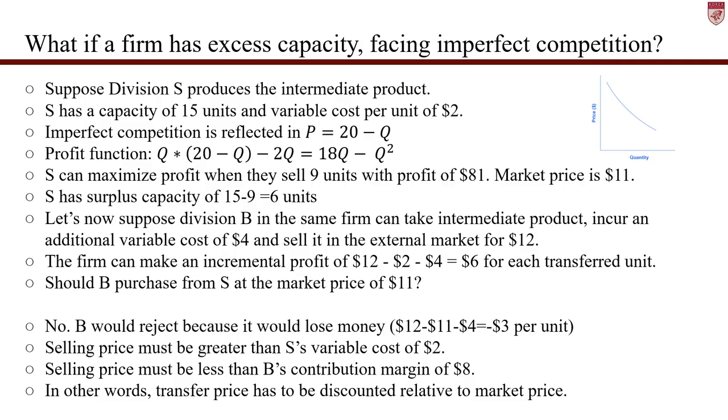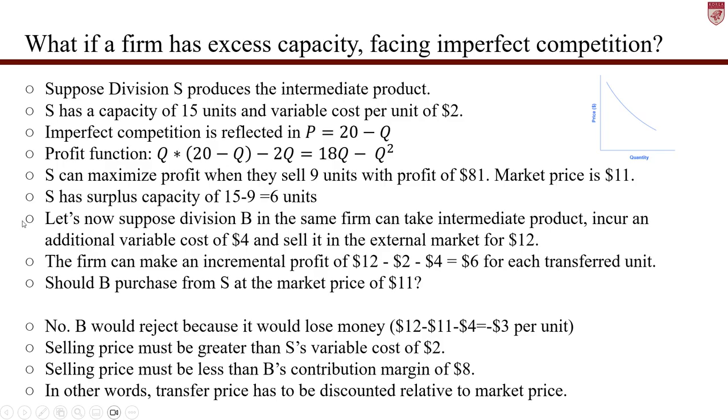What does this tell us? Well, first thing is that the selling price must always be greater than the selling subunit's variable cost of $2, right? Otherwise, if it's below $2, then selling subunit has no reason to sell to the buying subunit. And from the buying subunit's perspective, they're always going to buy only when it is less than the contribution margin of $8. So where does $8 come from? The selling price minus their own variable cost per unit of $4. So 12 minus 4 reaches $8, right? It should always be less than $8 so that they don't lose any money, right?